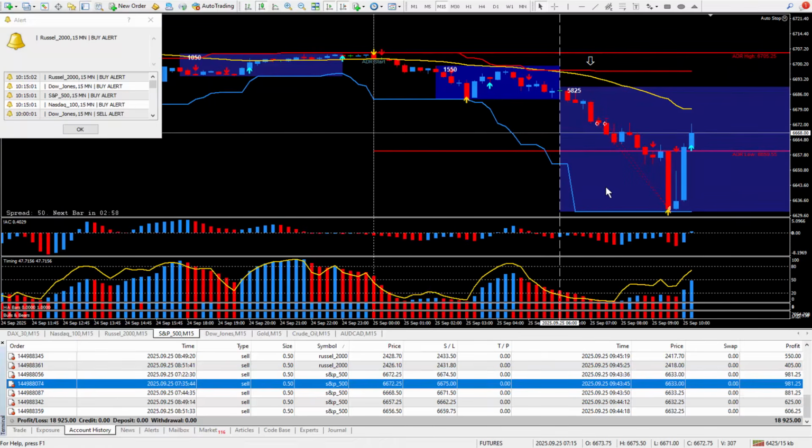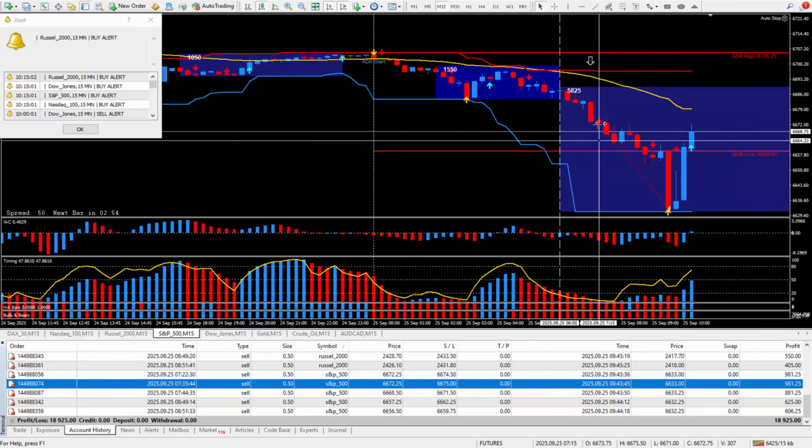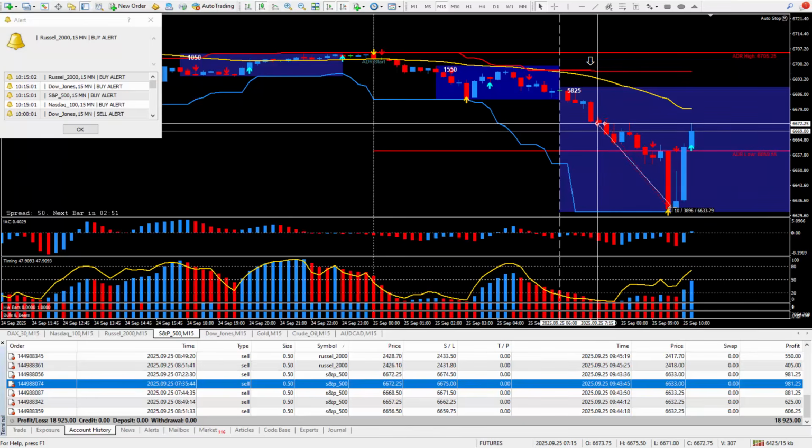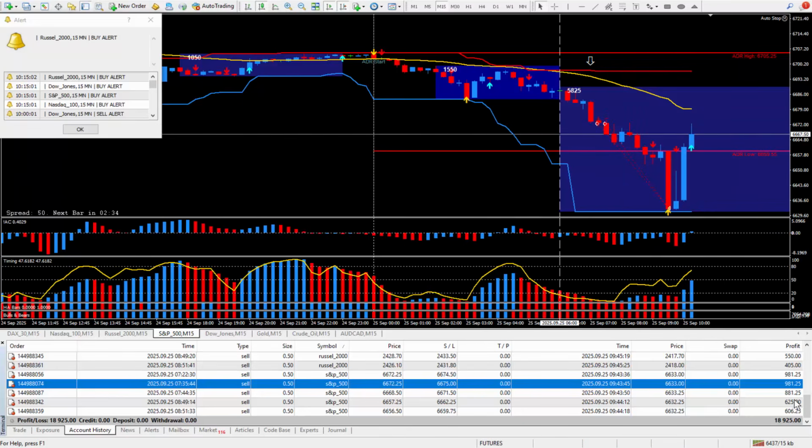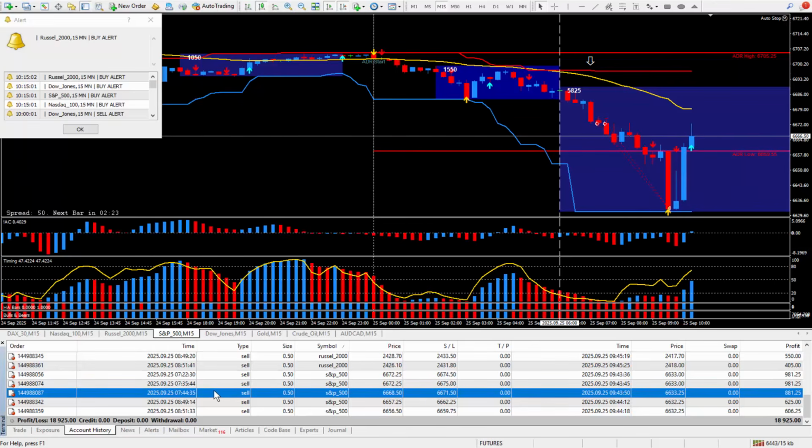Calculator says both of these, we're looking for 392 ticks. There was one right there and another one right here. That's as close as I'm going to be able to show. And both of them paid out, as you can see, $981. Moving on to the third entry or position.